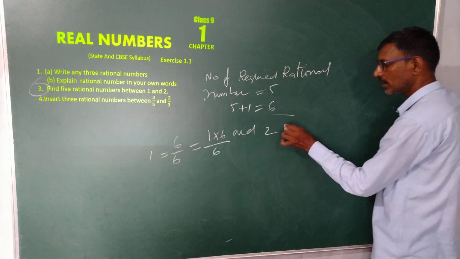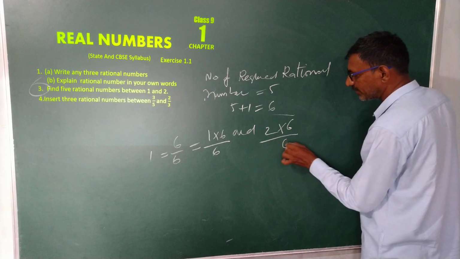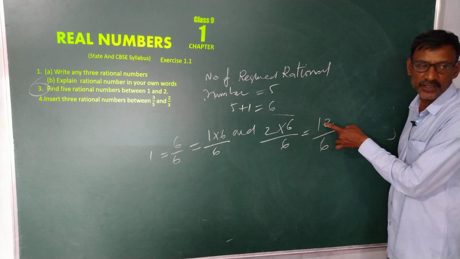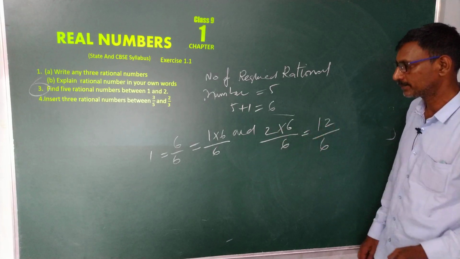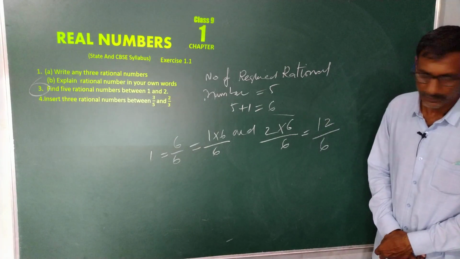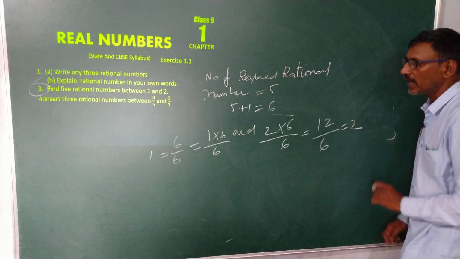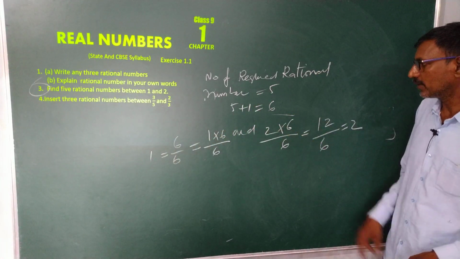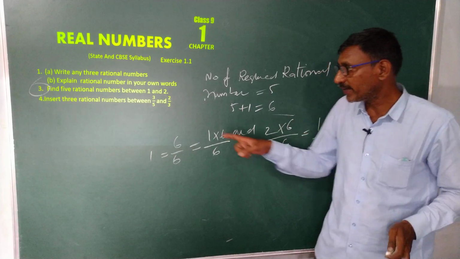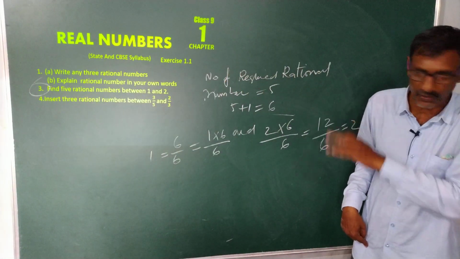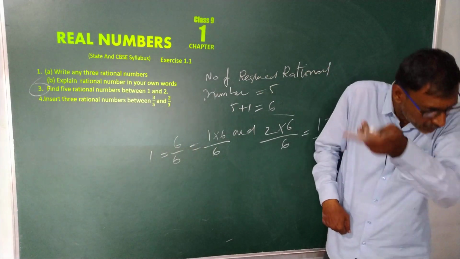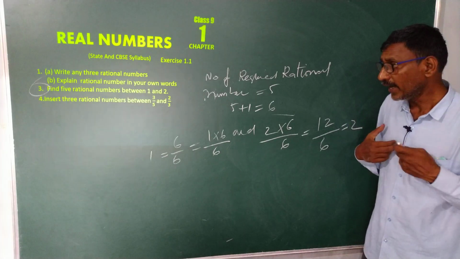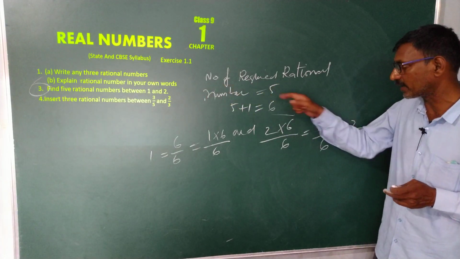Now coming to 2. Multiplied with 6 and divided with 6. 6 twos are 12 by 6. How many times does 6 go in 12? 2 times. That is nothing but 2. Am I clear or not? This is equal to 2. I would like to find how many rational numbers lie between 1 and 2? 5. That's the reason, keep in mind, if 5 is given here, 5 plus 1. If 6 rational numbers are given, 6 plus 1. That should be multiplied and divided with the two given numbers. Here the rational numbers required is 5, that's the reason I took only 5.